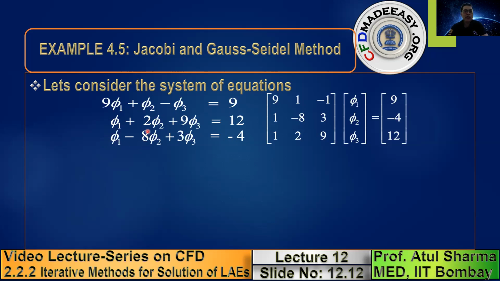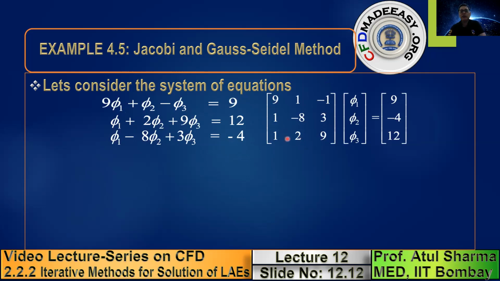So to ensure diagonal dominance, what we do is interchange rows. Let us suppose we make this an equation for phi1, we make this an equation for phi3, and we make this an equation for phi2. So if we interchange the second row and third row, we get a coefficient matrix like this. This is called a row interchange. So you are using this for phi1, and this for phi2. The coefficients here are 1, minus 8, 3, which we are writing for phi2. This we are using for phi3, 1, 2, 9, which is coming here.